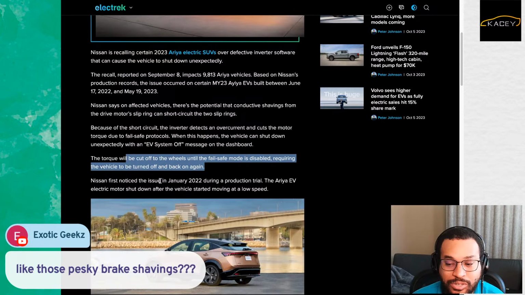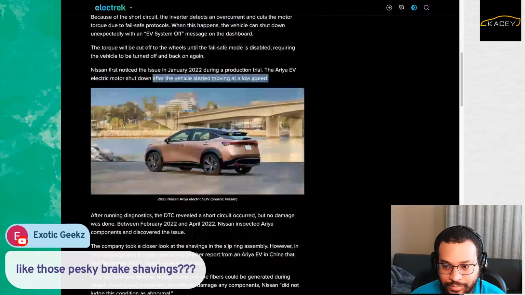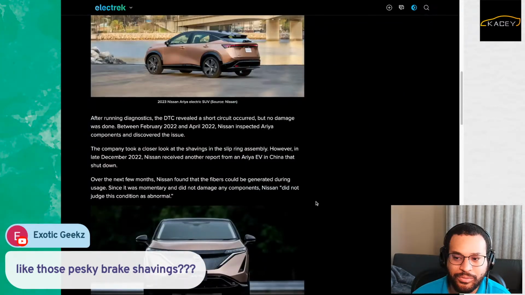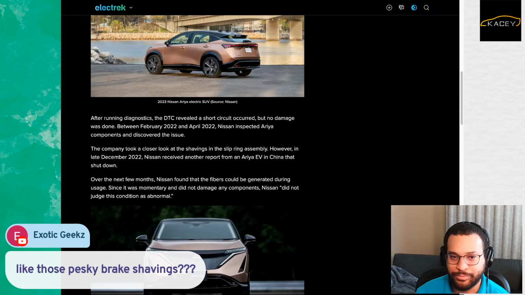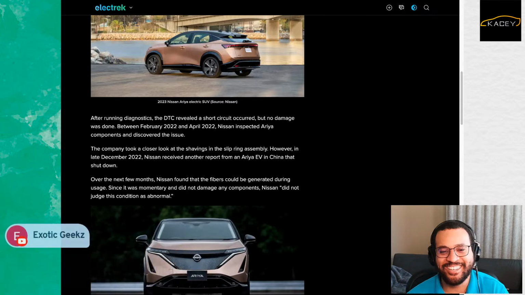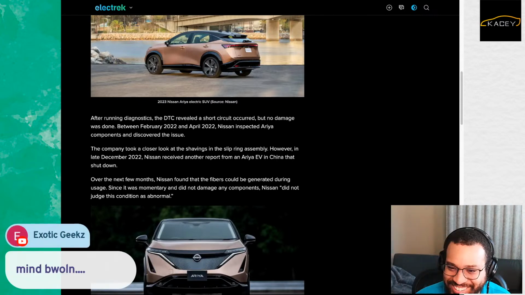Nissan first noticed the issue in January '22 during a production trial. The Ariya EV electric motor shut down after the vehicle started moving at a low speed. Okay. So that makes it seem like this is not very common if it occurred in January and they're just now fixing it in almost 2024. That, or it's the classic Fight Club warranty recall situation. Yeah, exactly. I was like, you can see my gears spinning right there. Like, what's going on here?